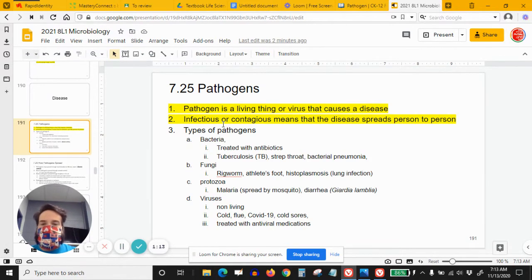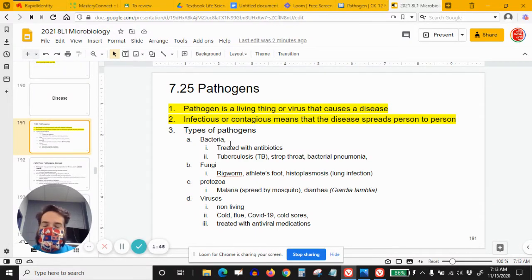So the flu is infectious and it is contagious. Okay. Other things might be infectious, but they don't spread person to person. There's a little bit of a difference, but for the most part, most people can use the words to mean the same thing.